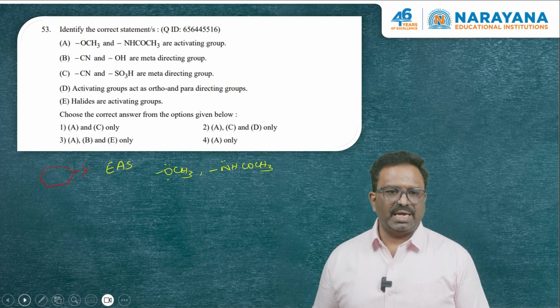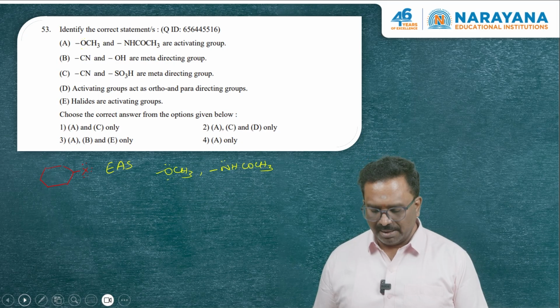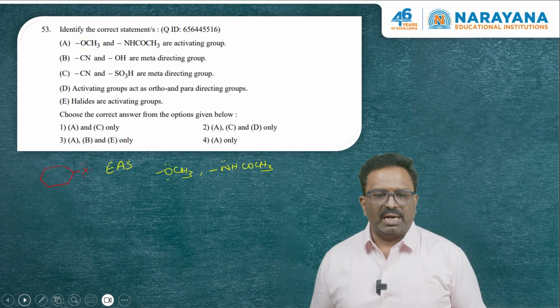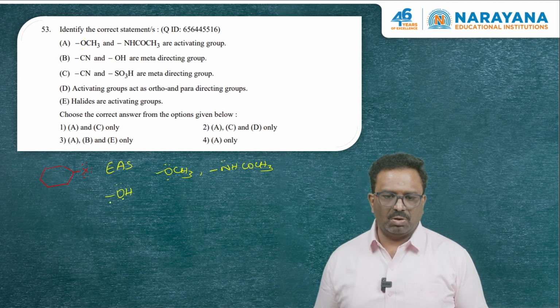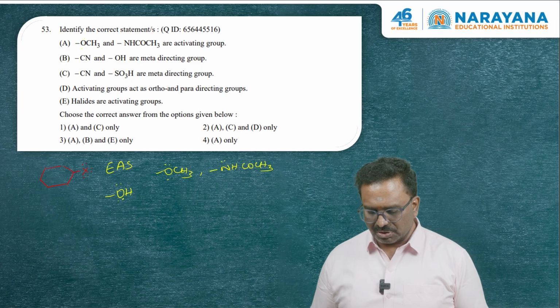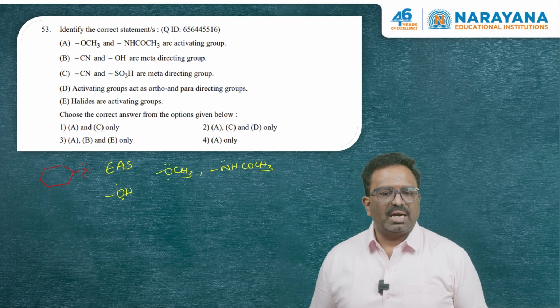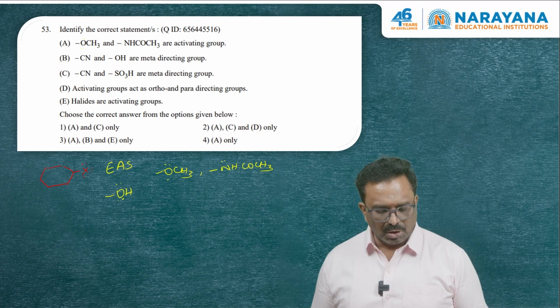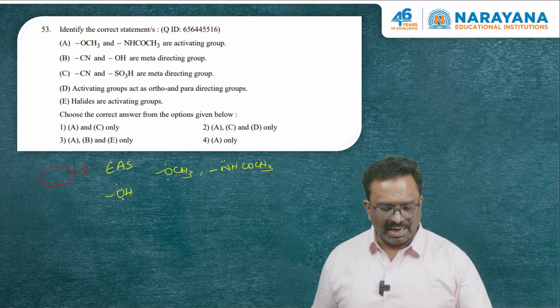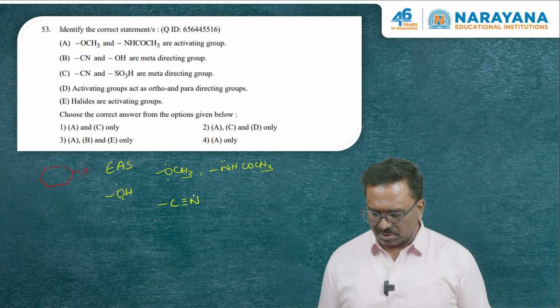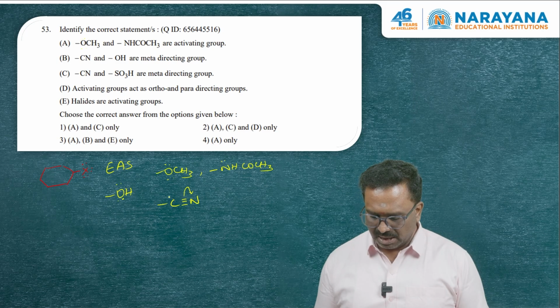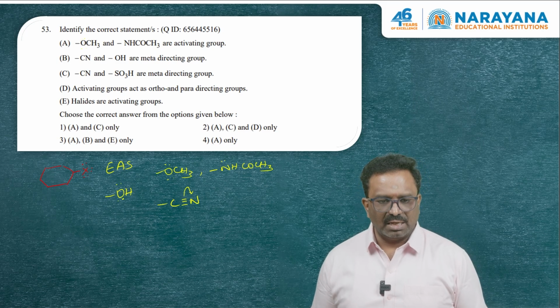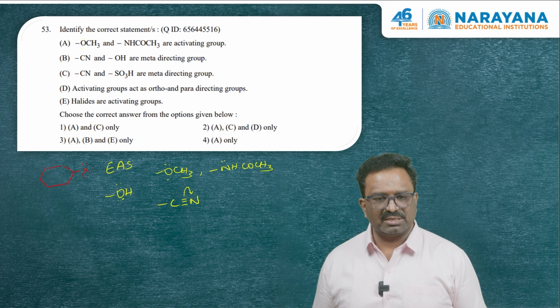In statement B, CN and OH are meta-directing. Deactivating groups are usually meta-directing groups, but here OH is an activating group because it has a lone pair of electrons. So statement B is wrong. CN and SO3H are meta-directing groups. In CN, carbon is attached to a more electronegative atom by means of multiple bonds, so carbon can behave as an electron-withdrawing group. In that respect, statement C is correct.